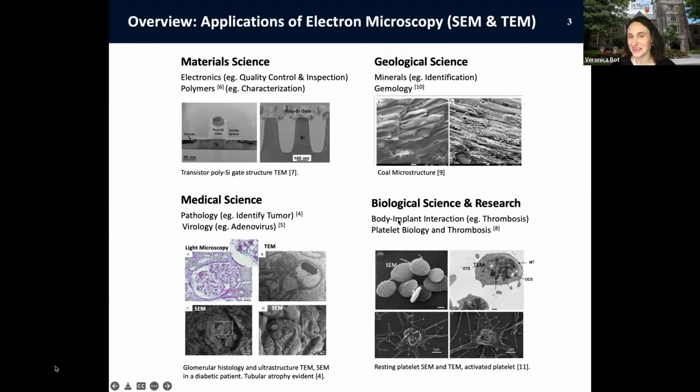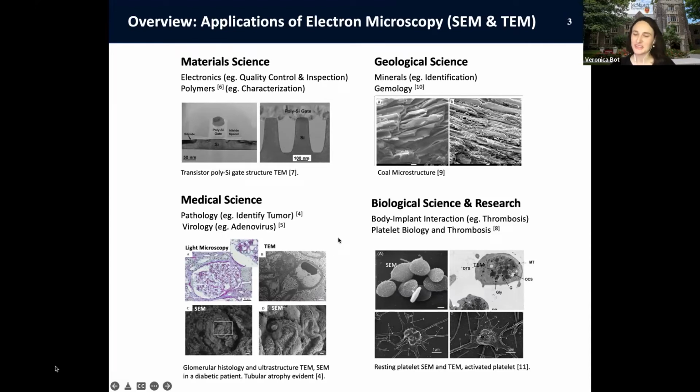Geological science, something I didn't know, but identifying minerals, looking at gemology, medical science, a very important field, large number of applications. Pathology is a great example, especially renal pathology. Also virology, so identifying novel viruses. One of the first and most interesting images that I've seen during COVID was that capsular structure with the club-shaped projections on the virus. And that in part was identified using SEM, so very interesting application.